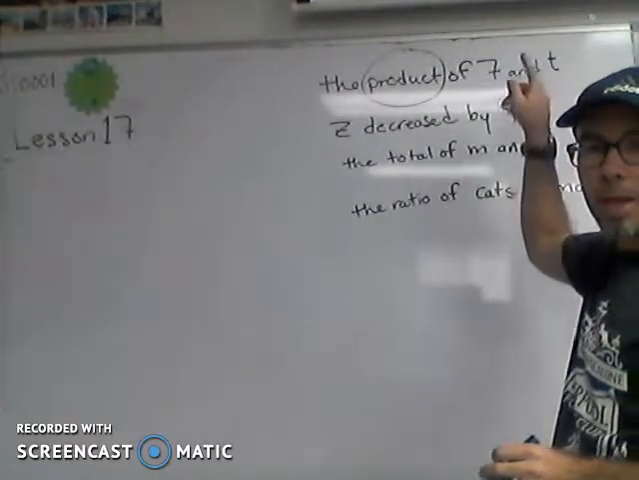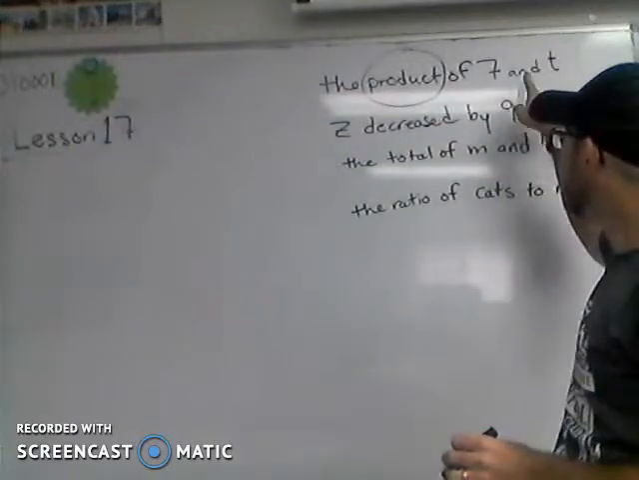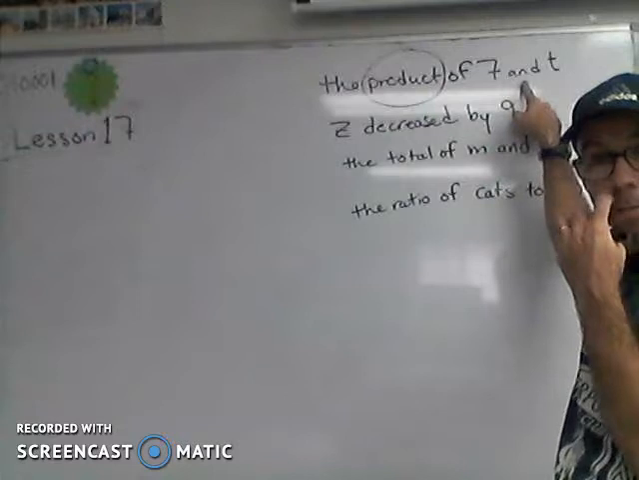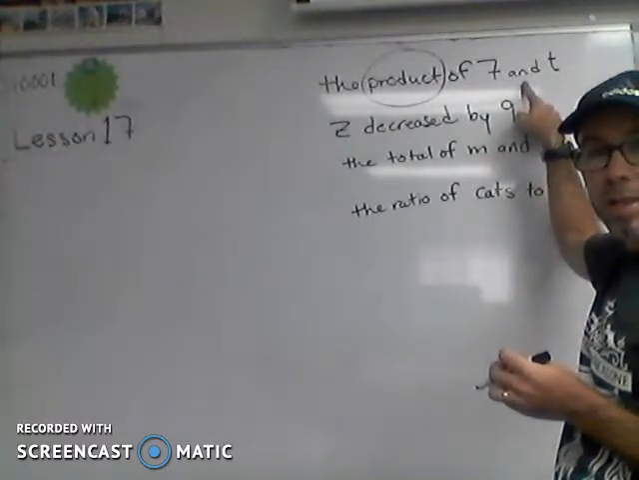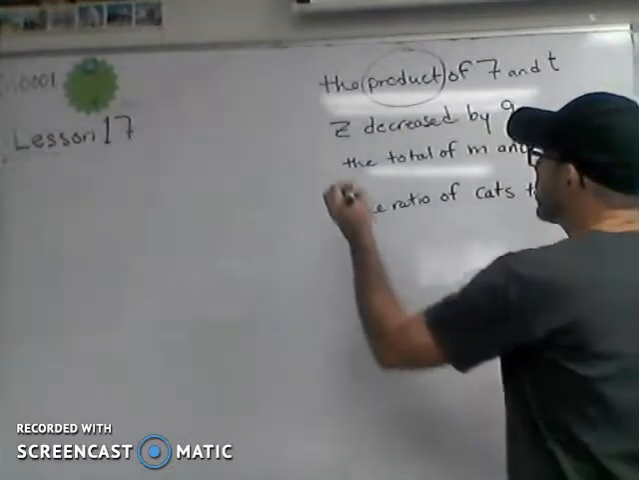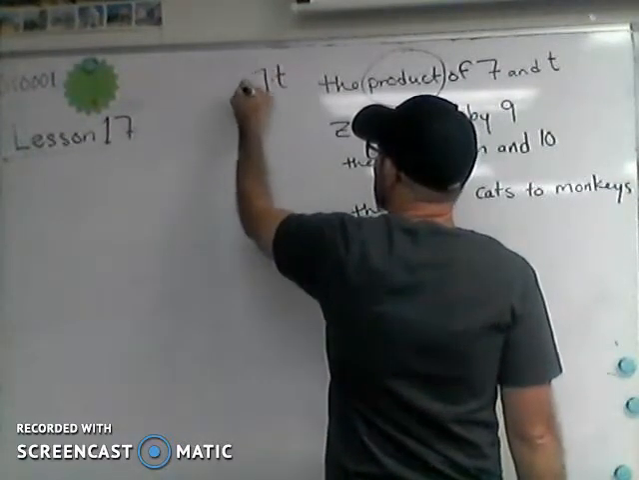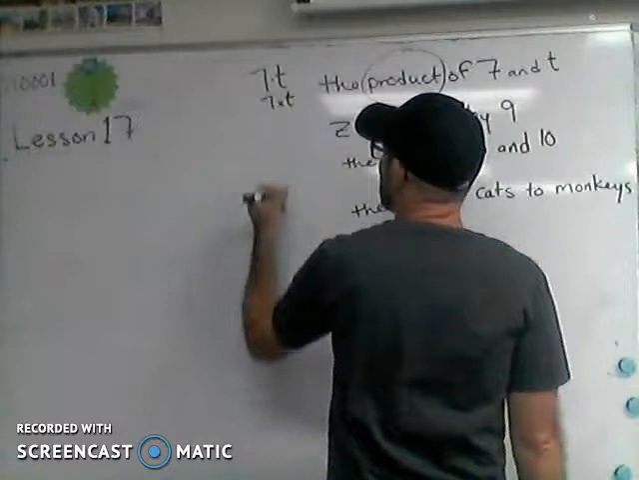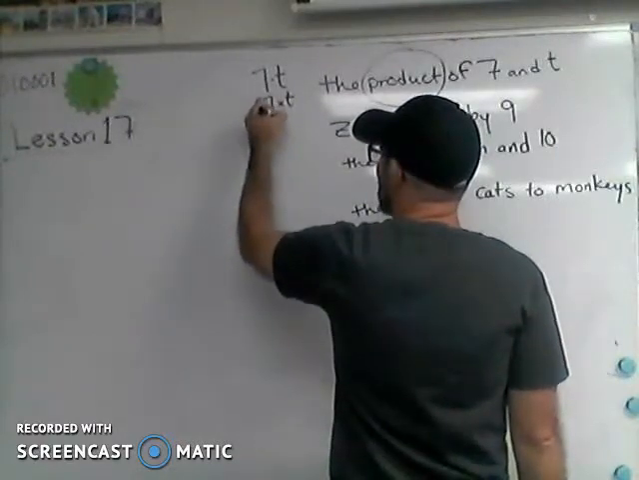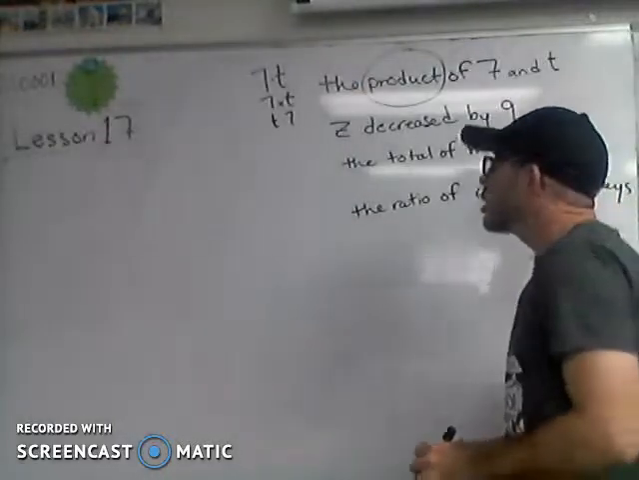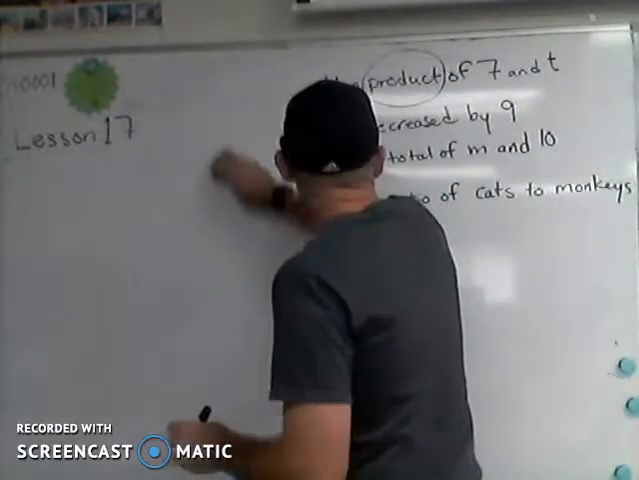What's going to be multiplied? 7 and t. I don't want to put a plus here. It's not the product of the sum of 7 and 3. It's 7 and t. It's the product of 7 and t. 7 times t. You can even have t times 7. All those would work. Okay, that's the product.